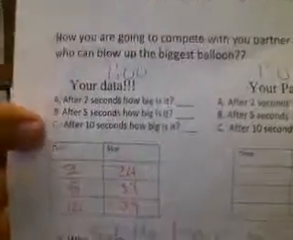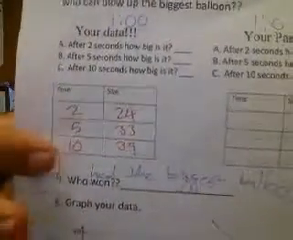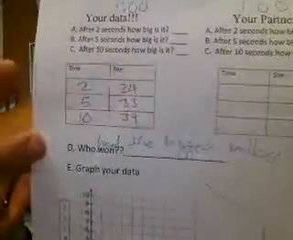2 seconds, 5 seconds, 10 seconds. Put in their measurements. Okay, who won? You know, who got the biggest balloon? Graph your data because your partner is going to do it. You're going to write down your partner's data as well. And you're just going to compare, and there'll be a prize. You give them a cookie if you want.